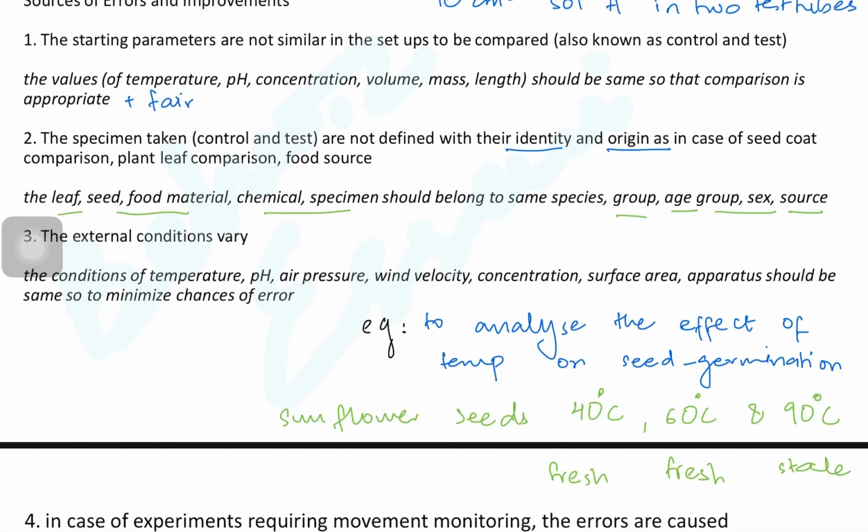Another source of error is external conditions varying. For example, what if your temperature wasn't maintained constant throughout the experiment? What if the pH changed? What if the air pressure changed because in the laboratory there was some window open? What if a fan was turned on? What if the fan was turned off when you did not want to turn it off? The wind velocity could bother the experiment. You need to make sure the concentrations are the same and they don't change. What if they change? Surface area has to be maintained. So things like these should be maintained.